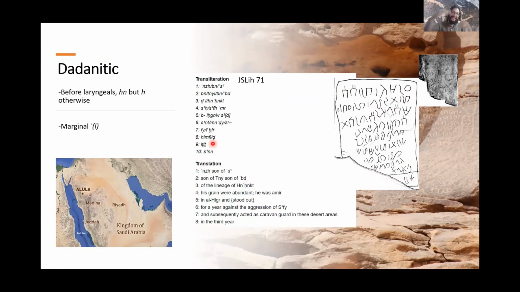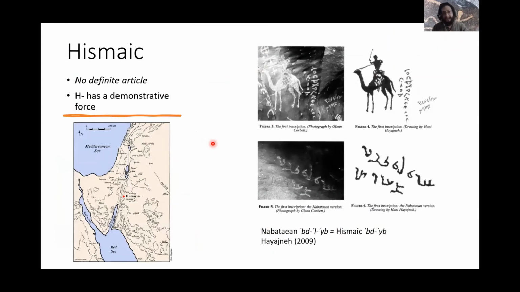Okay, so that nice and clean dichotomy of Al dialects versus Ha dialects just doesn't actually work when you look at the material closely. It's a much more complicated situation, and it's about to get even more complicated. We can go to Hismaic. Datanitic inscriptions are thought to disappear at the end of the first millennium BCE, I should say.